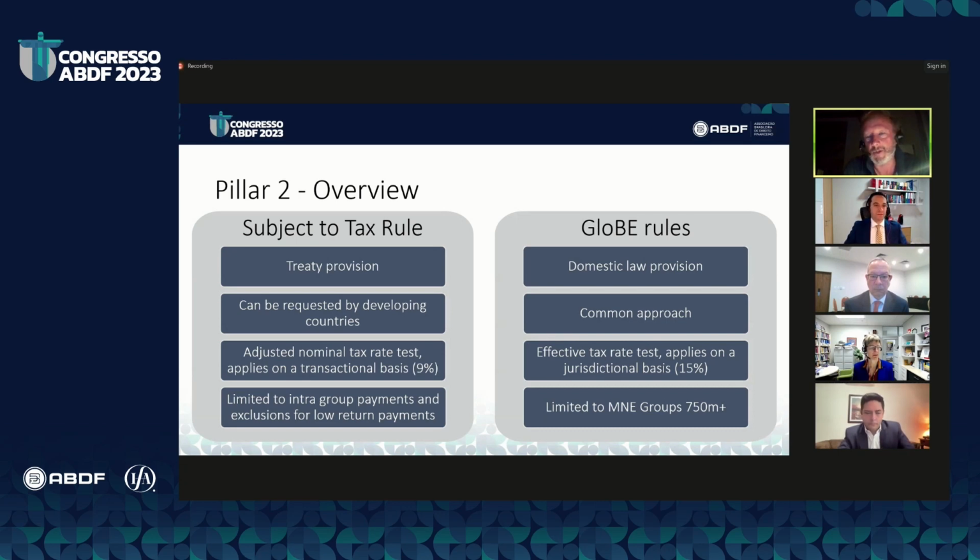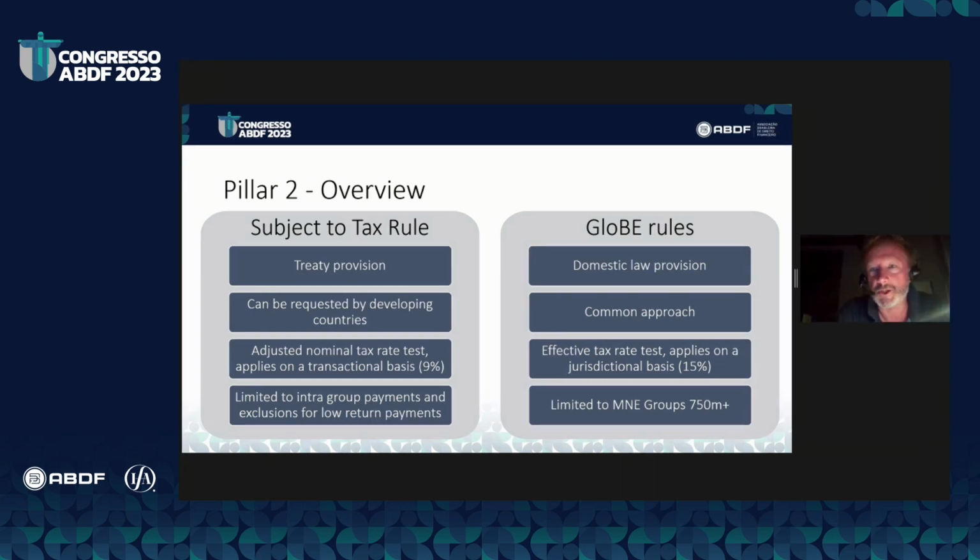They're based, as we know, on a jurisdictional effective tax rate test that tests the net income in each jurisdiction and the effective tax rate on that income, and imposes a top-up tax on that income if it is below the 15% rate. And these rules are broadly limited to MNE groups that have revenues of 750 million or above, which is consistent with the rules we have for country-by-country reporting.